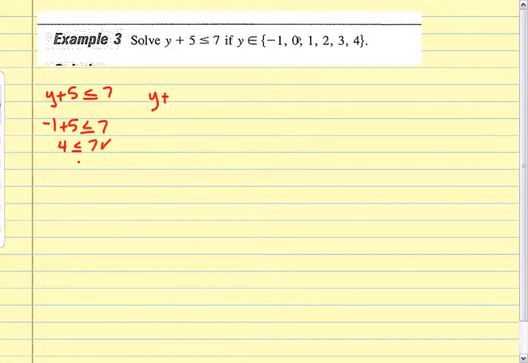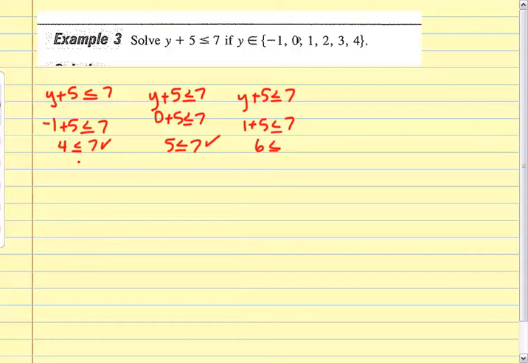All right, let's do the next one. Y plus 5 is less than or equal to 7. 0 plus 5 is less than or equal to 7. 5 is less than or equal to 7. That's true. Y plus 5 less than or equal to 7. 1 plus 5 is less than or equal to 7. 6 is less than or equal to 7. True. Okay. I see where this is headed. I bet you do too. Y plus 5 is less than or equal to 7. 2 plus 5 is less than or equal to 7. 7 is less than or equal to 7.